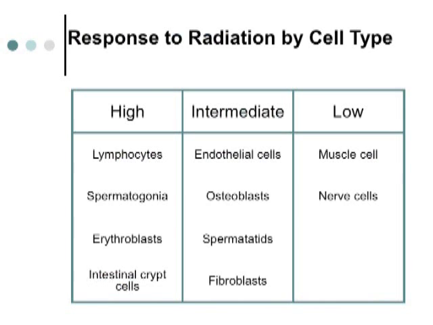enteritis, inflammation. Intermediate cells, because they don't divide as rapidly, but they still are sensitive to radiation, are endothelial cells, osteoblasts, spermatotids, and fibroblasts. And then low sensitivity, or what we consider to be radio-resistant cells, would be things like your muscle cells and your nerve cells. They can tolerate more radiation than any other part of our bodies.